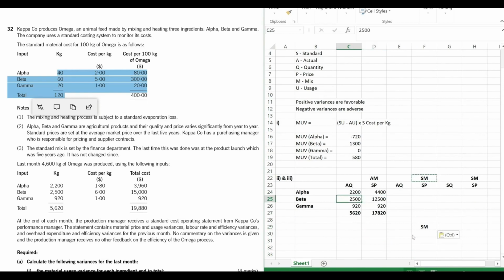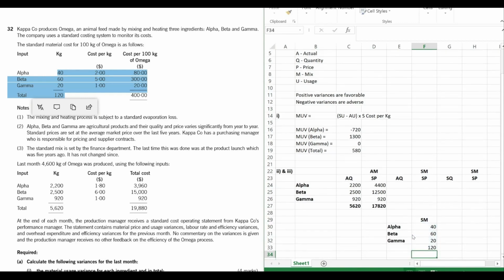So we have the 3 ingredients: alpha, beta, and gamma. So in the standard mix, we'll put in 40 kg of alpha, 60 kg of beta, and 20 kg of gamma for a collective 120 kg, right? And that means the proportions are that we'll be putting in 33.33% for alpha, 50% of our ingredients as beta, and 16.67% of our ingredients as gamma.